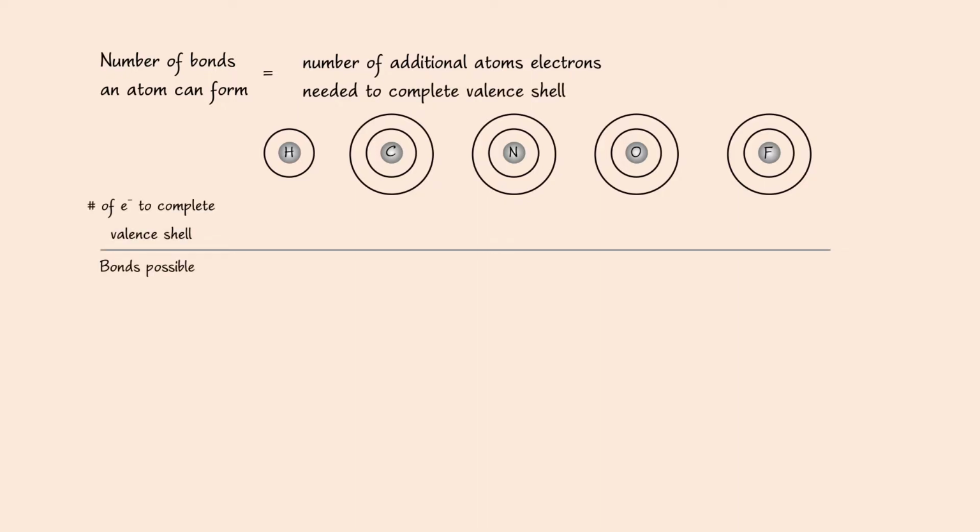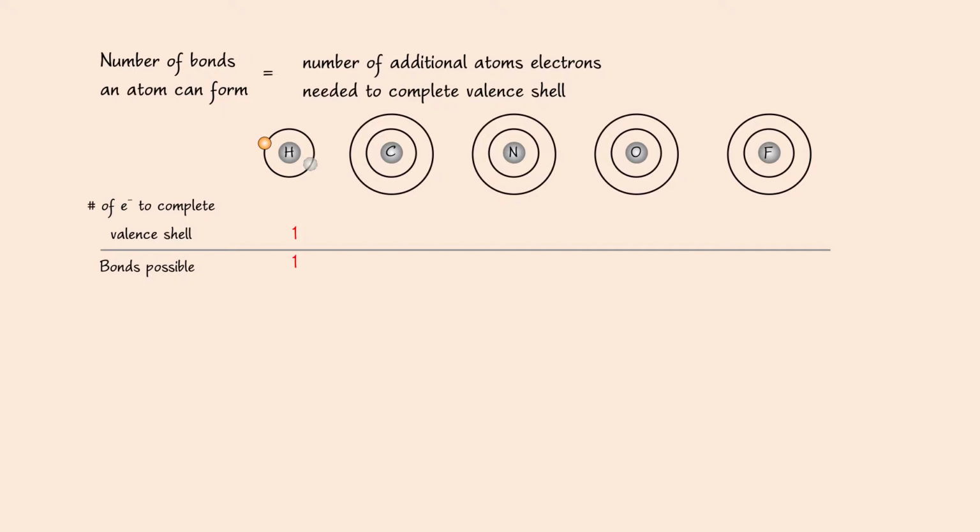For instance, the hydrogen atom has one valence electron and therefore needs one additional electron to complete its valence shell. Recall, the first shell can hold a maximum of 2 electrons. Because one additional electron was required to fill the valence shell, the hydrogen atom can form one bond.